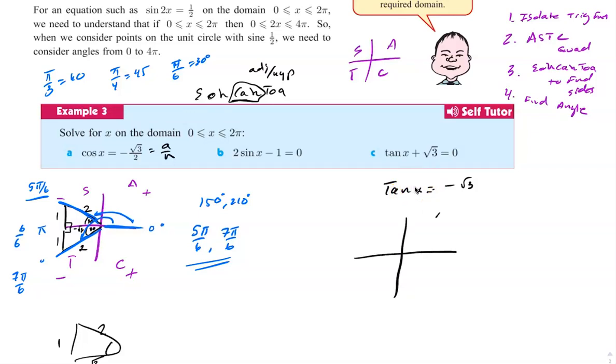I'm going to do "All Students Take Calculus." Again, we have a negative value. Tan is positive at A and at T, because everything's positive at A and only tan is positive at T, so it must be negative here and here. My value is negative, so my quadrants are going to be quadrant 2 and quadrant 4. By the way, I didn't mention, we're going from 0 to 2 pi, my domain. So this is all your answers. We'll do ones later on where you go a little past it. But for now, these are all my answers.